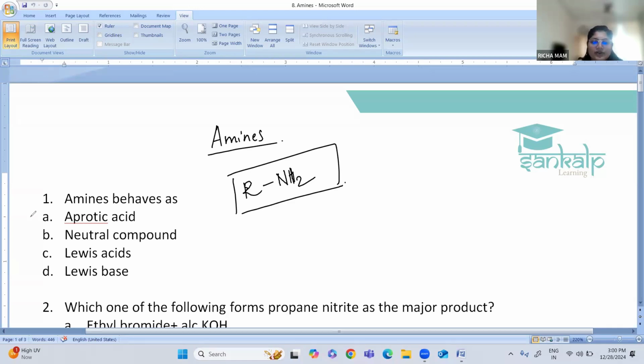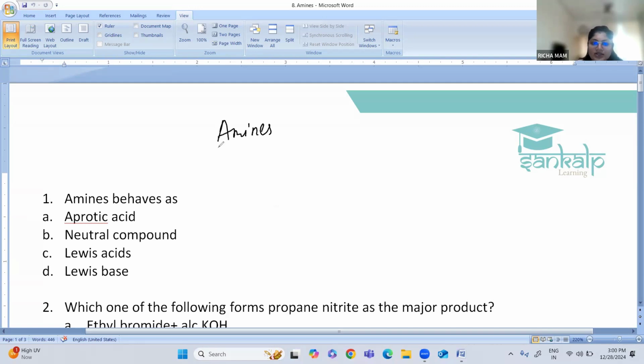Whenever you're naming any amine, first you name the alkane and then you name the amine. Alkane amine. The E will be replaced by amine. So amines are organic compounds which contain a nitrogen atom. In the amine chapter, you are going to study the physical properties, chemical properties, and preparations of amines.